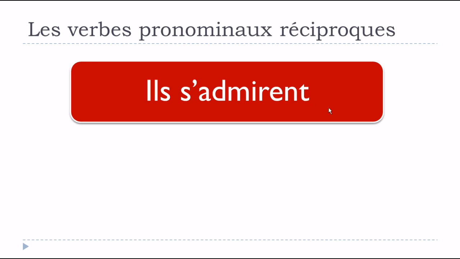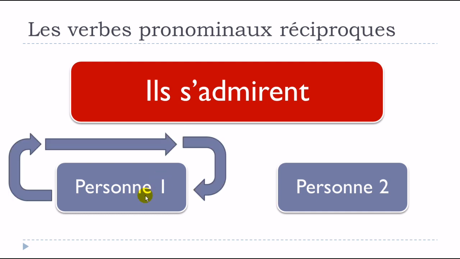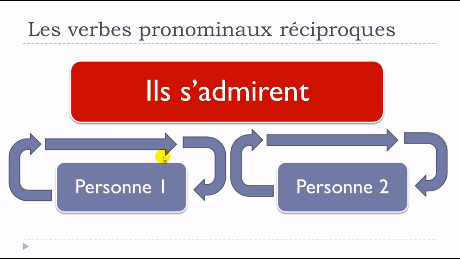But actually, it is possible to have, of course, two persons, because we've got the plural. But in this situation, it would be also possible that the first and the second person, they admire only themselves. So it's actually not, as we saw previously, they admire each other, but it could mean that they admire themselves. And in this case, this ils s'admirent would be considered as a verbe pronominal réfléchi.